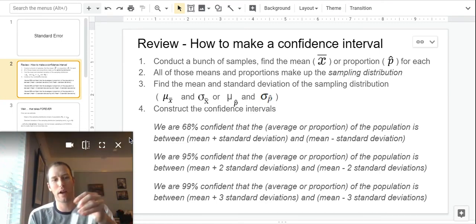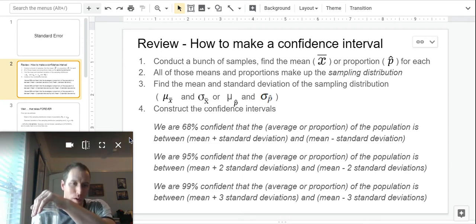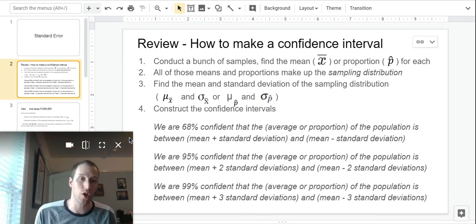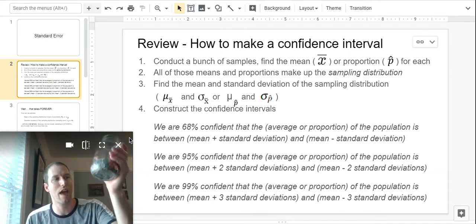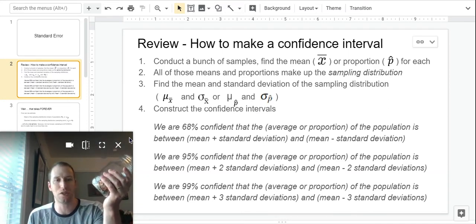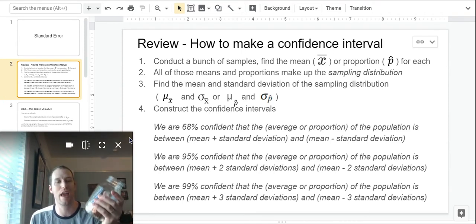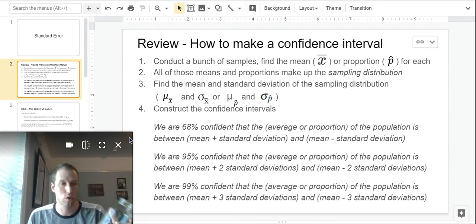This is my sample, and I could find the average of the sample. And assuming the sample's really good, that should be a reasonable estimate for the entire population. Let's say I find the average age of a coin in here is 22 years, for example, and I find that 18% are pennies. Great.